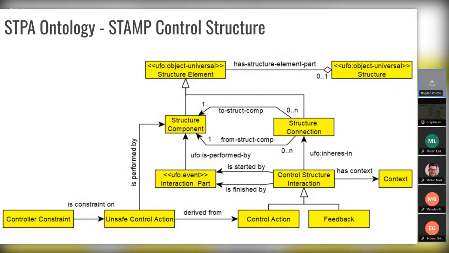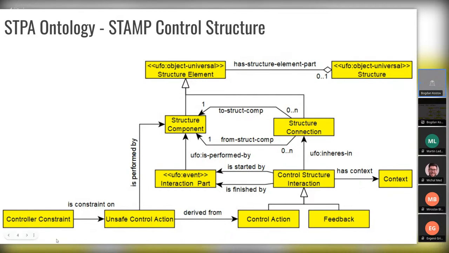There is a mistake, I'm sorry, this is supposed to be connected to the unsafe control action, so I will fix that in the final slides. So the control structure, as I said, we can have control action and feedback, and to continue with the analysis, we need the unsafe control action, and this is derived from a particular control action and is performed by a specific control structure component.